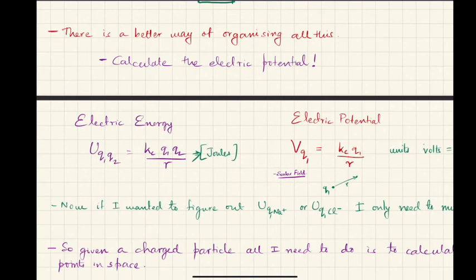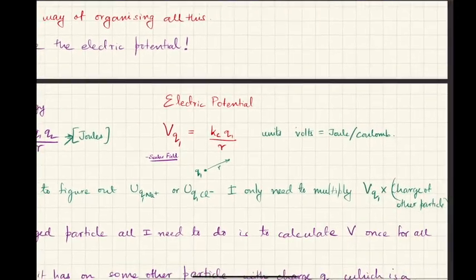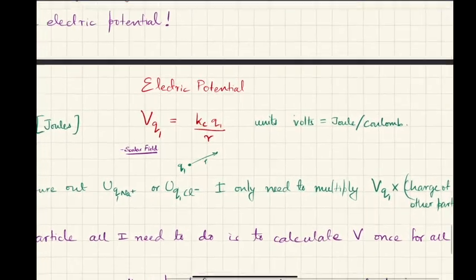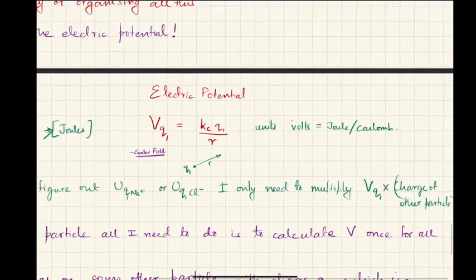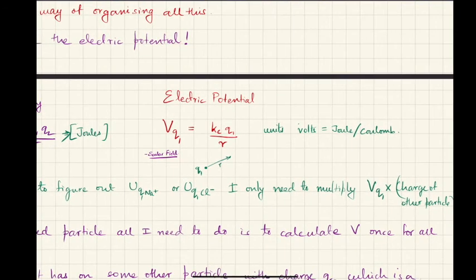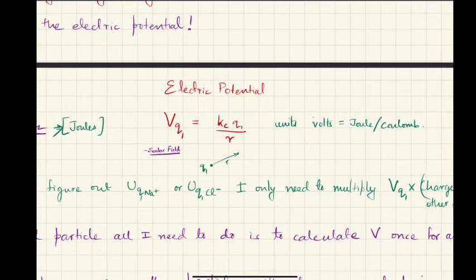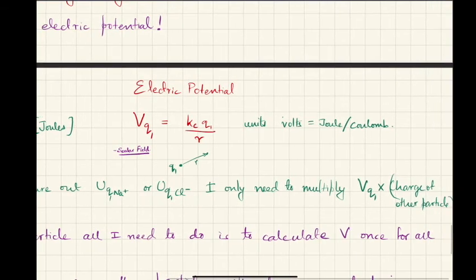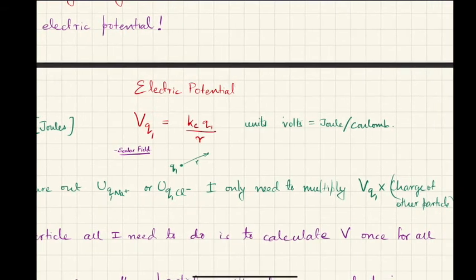All right, so what's the idea? The idea is that if I wanted to figure out the energy for the sodium ion or for the chloride ion, I just simply need to calculate the potential at all points in space and time only once.